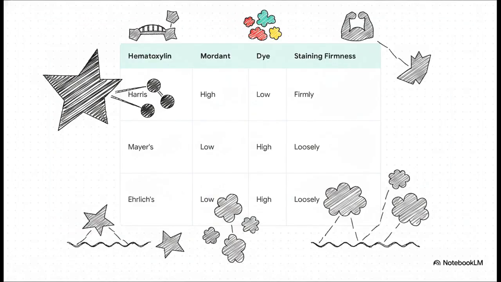What's really fascinating is the precise chemistry behind that grip. If you look at how different alum hematoxylins stack up, Harris hematoxylin is a clear winner for firmness. Why? Because it has a high mordant content and a low dye content. A mordant is basically the chemical bridge that attaches the dye to the tissue. Tons of mordant means it binds super firmly, resulting in amazing enhanced nuclear staining. In contrast, Mayer's and Ehrlich's have higher dye content but lower mordant, meaning they bind much more loosely.